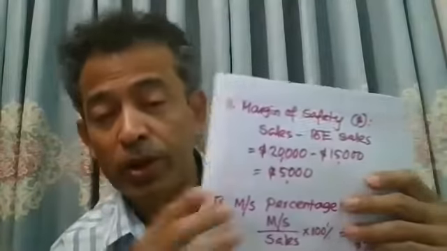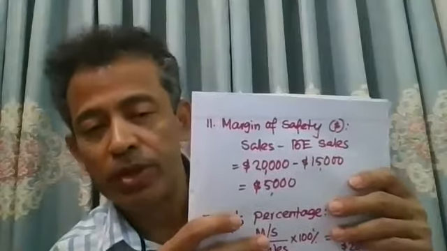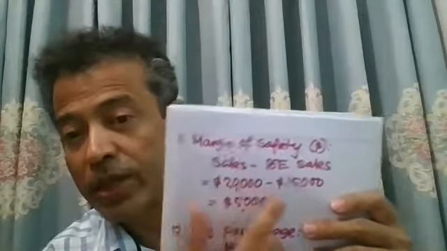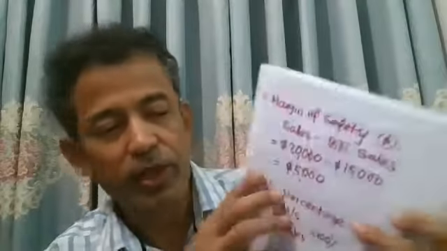So at the 1,000 unit level, what was our margin of safety? We said it is sales minus break-even sales. Our sales was $20,000 and break-even sales was $15,000. So that's margin of safety in dollars. But margin of safety could be in units as well.